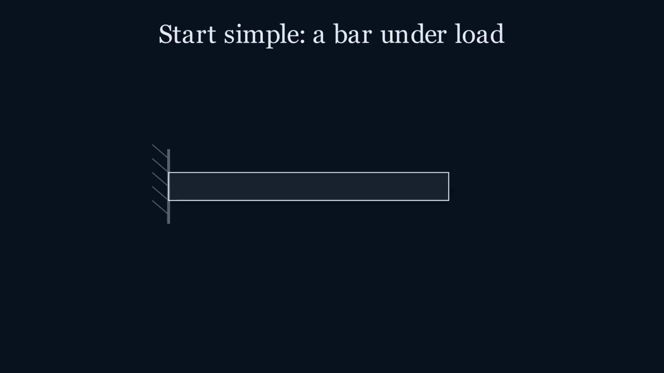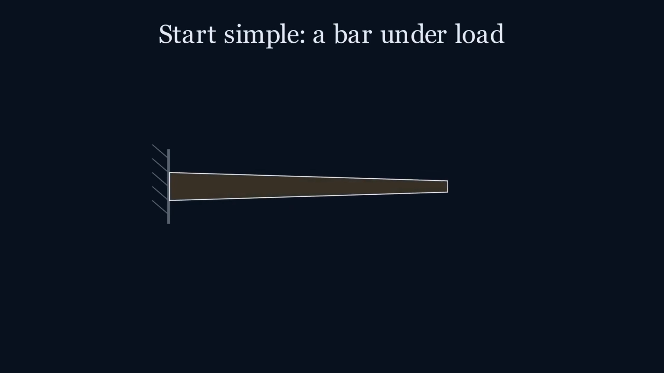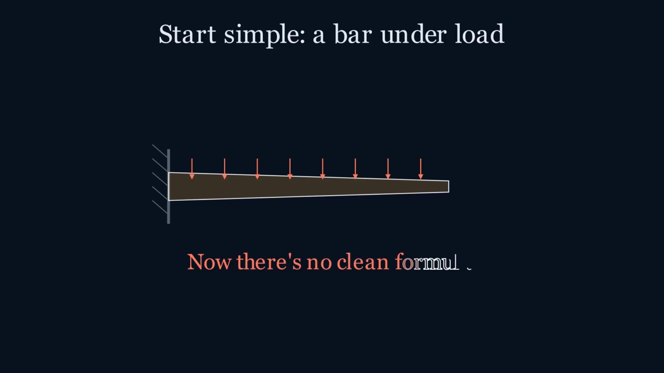But real problems aren't uniform. What if the cross-section changes along the length? What if the material varies? What if the load is spread out unevenly? Now the tidy formula falls apart. There's no single equation for an arbitrary shape under arbitrary loading. This is exactly where most of engineering lies, and exactly where we need a method.